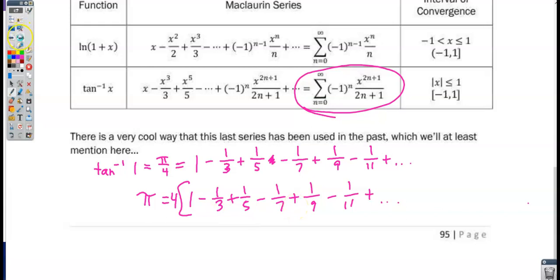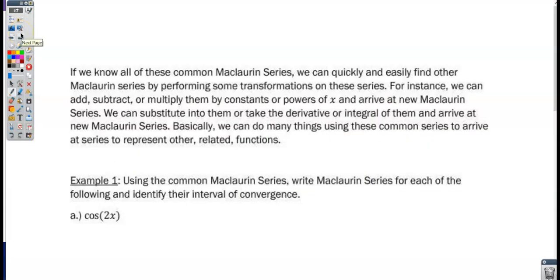All right. Continuing on, if we know all of these common Maclaurin series, we can very quickly and easily find other Maclaurin series by performing some transformations on those series. For instance, we can add, subtract, or multiply them by constants or powers of x. We can do division. We can take derivatives or integrals of things and arrive at new Maclaurin series. Basically, we can do a lot of very different things to series to arrive at other series to represent other related functions to the ones that we know.